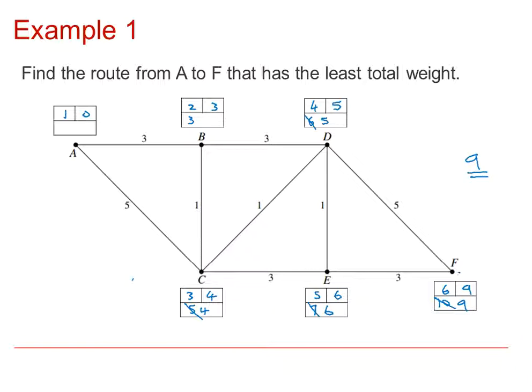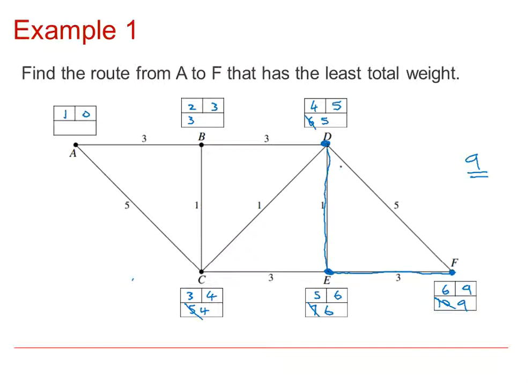The best way of doing this is to trace back and say, how did we reach this destination at 9? Okay, so the way I got there at 9 was if I did 9, take away this 3, and I came here, which was 6. How did I get here at 6? That was 6, take away that 1, and I came from D, which was 5.